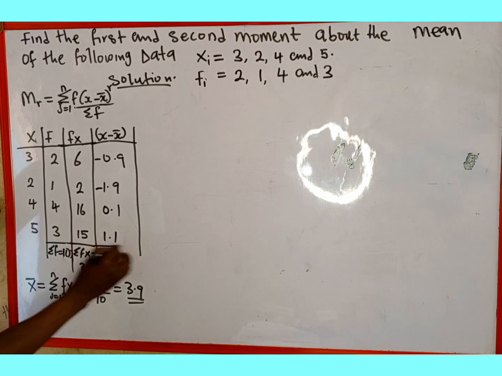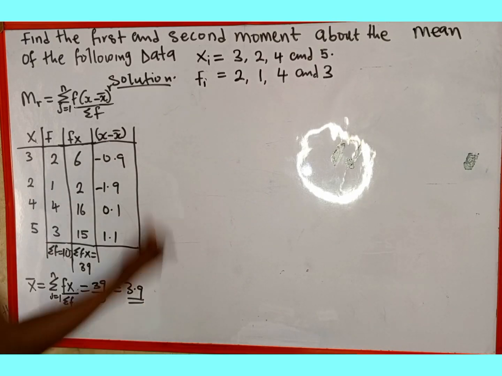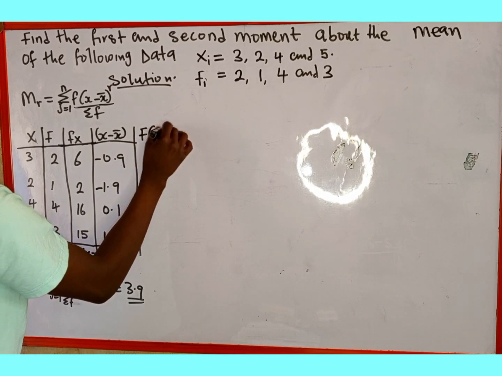So this is x minus x bar. So we are looking at this formula. The next thing we are going to get now is f multiplied by this, so that we can get our first moment. The first moment is going to be what? F multiplied by x minus x bar.